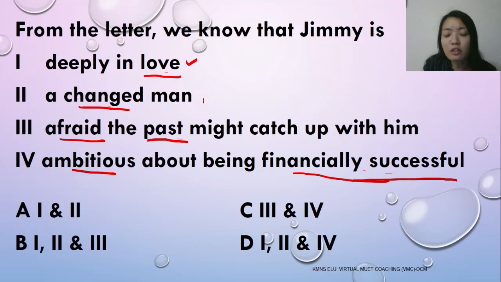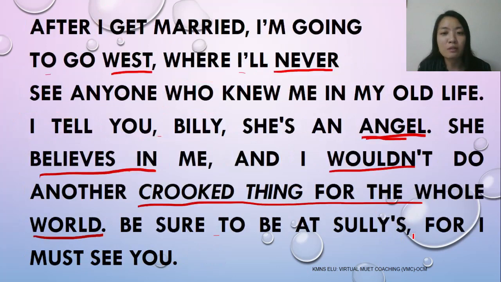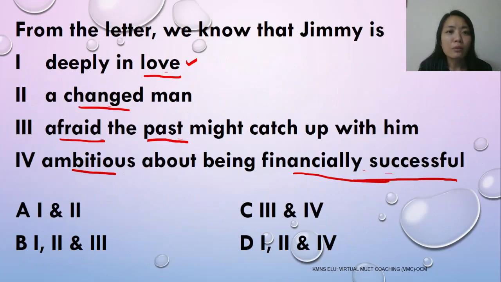All right, is he a changed man? Let's see here. He said he's finished already with the old business. No more with the old business. And it's the only life, he wouldn't ever again, even for $1 million, touch another man's money. And here it says, I wouldn't do another crooked thing for the whole world. I'll never see anyone who knew me in my old life. So this is talking about something that's in the past, in the old. So maybe he was indeed a changed man.